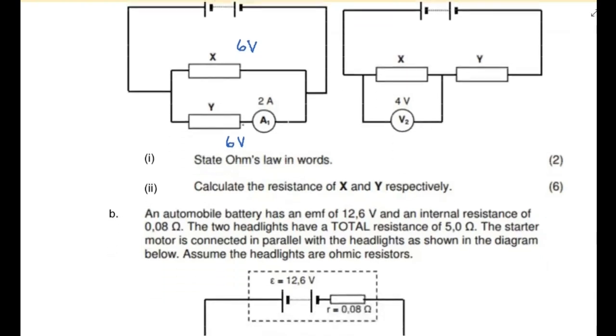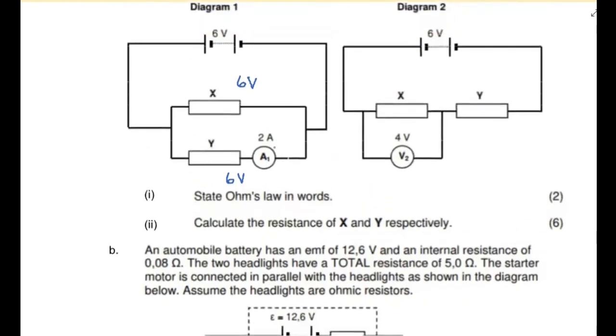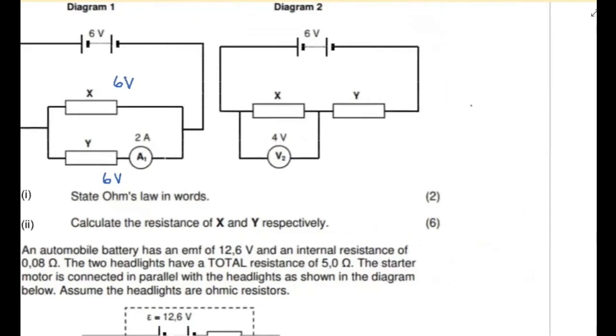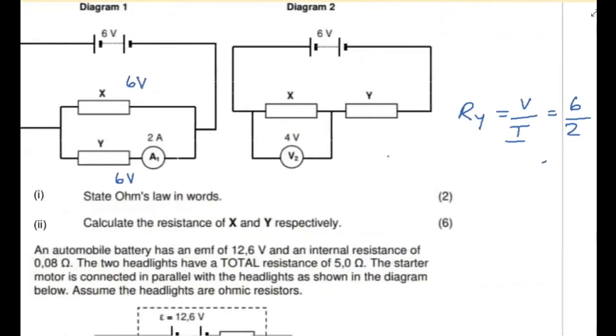Now, if I look at my circuit, where do I know the most? In diagram 1, I know the most about resistor Y. I've got the V and I've got the I, so I can find the resistance of Y. I'm going to use V over I, and that's going to be my 6 over my 2, which means the resistance of Y is going to be 3 ohms.